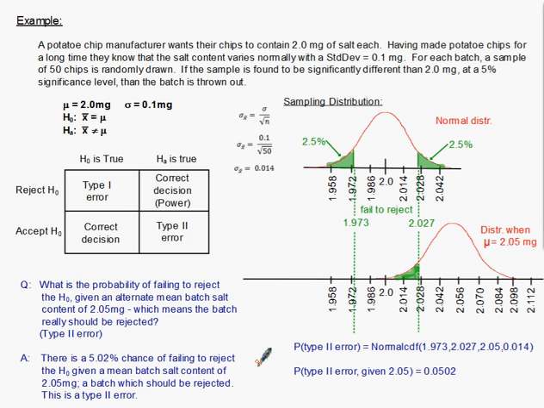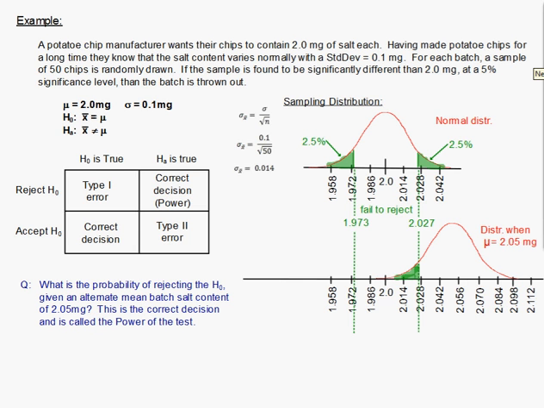All right, so now let's think about another question with this 2.05 milligram batch. What's the probability of rejecting the null hypothesis, which is in fact what should happen with this, given the alternate? This is the correct decision, and this is what's called the power, as I said earlier.